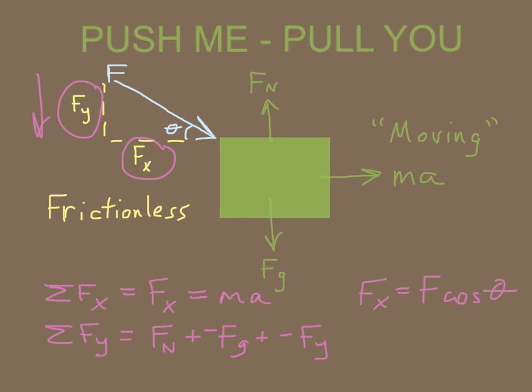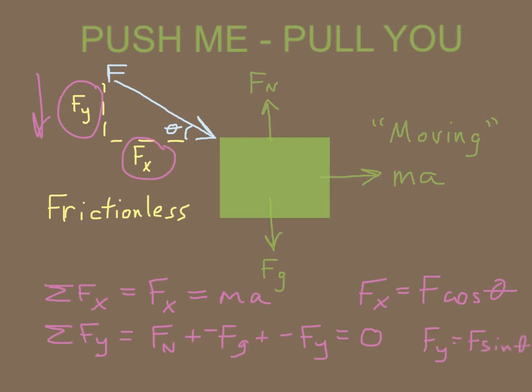Now the box is moving horizontally. It is not bouncing up and down. So for this net force equation in the y, we're going to set that equal to 0. From this, we should be able to answer any question that's being asked. Don't forget to find the y component of force, that's F sine theta.